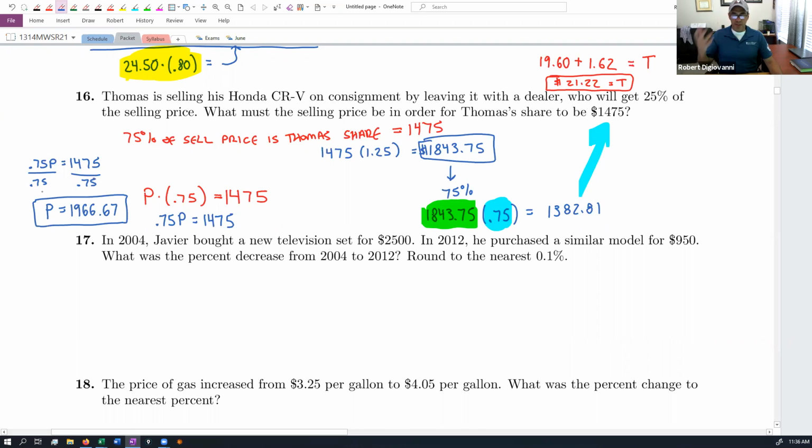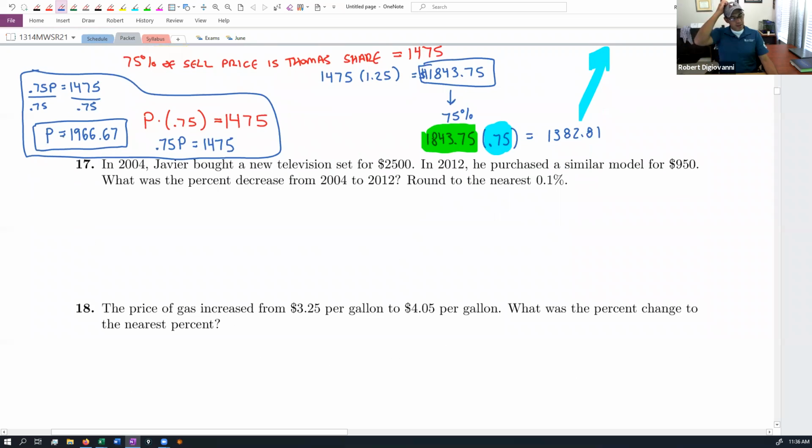So we would have to sell the Honda CRV for $1,966.67 in order for Thomas to get $1,475 from the sale. It's complicated, Cheyenne, because I understand what you're doing here, but it just doesn't quite work out that way. You can't incorporate the 25% in this way. So I hope this makes sense, how that little shortcut way of looking at things can help you solve something that seems a little difficult.